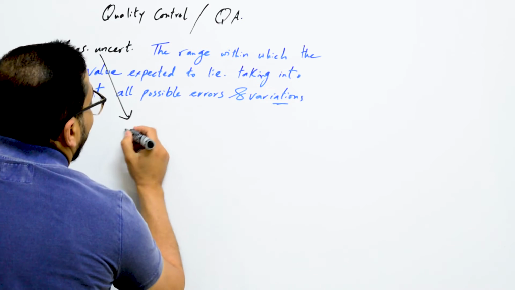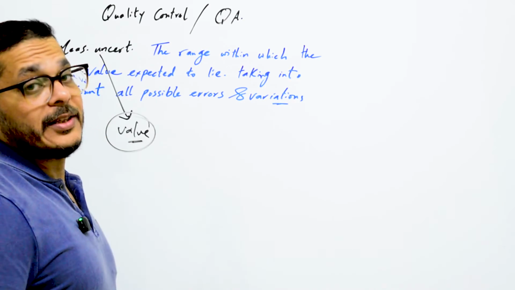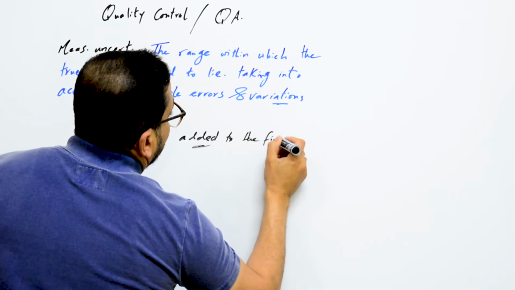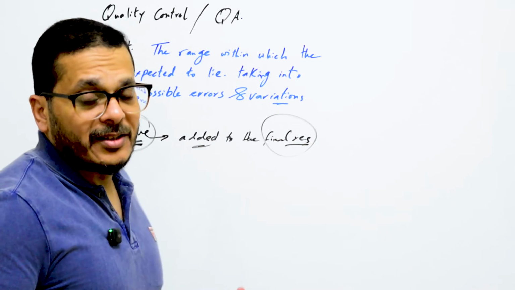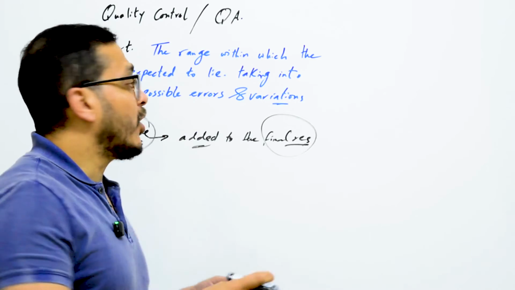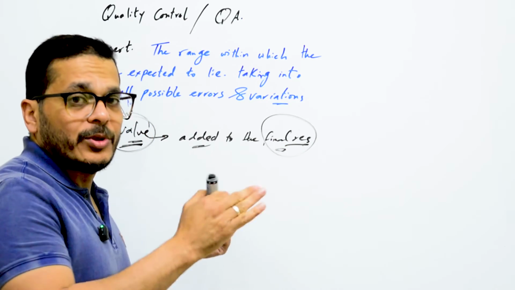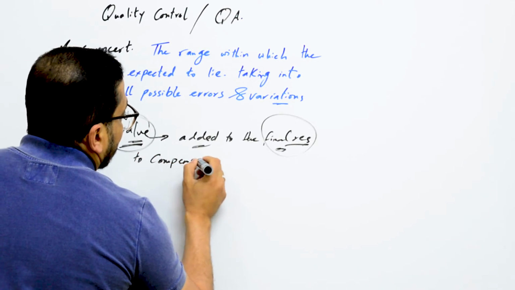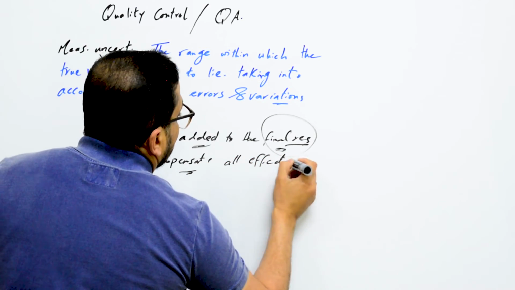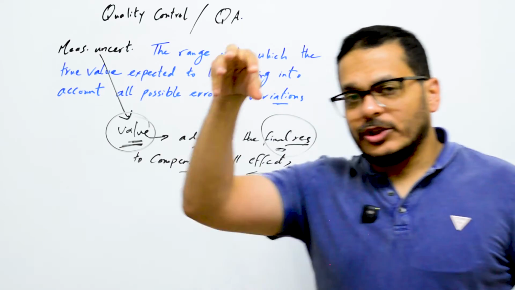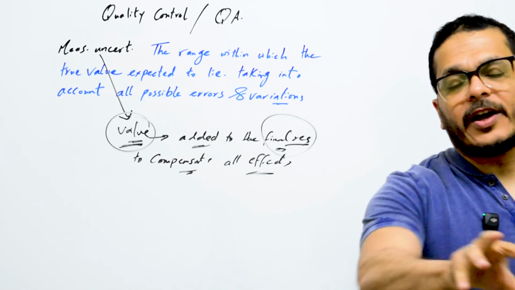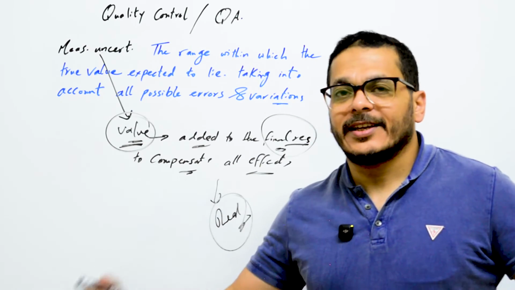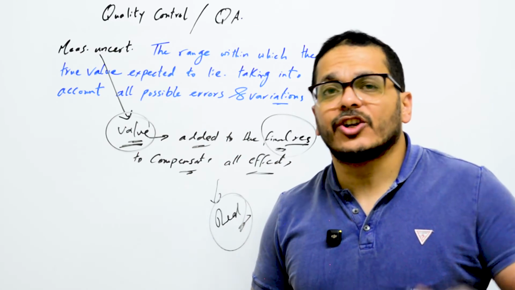So measurement uncertainty is a value, and this value should be quantified to be added to the final result. You should add the measurement uncertainty value that you quantify to every analytical result. For every sample concentration, you will add the measurement uncertainty value for each analyte to the final result to compensate all effects coming from every step of the analytical measurement. Any effect on the result will be quantified and added to the final result, so it will compensate, and you will get at the end the real concentration within an acceptable range.